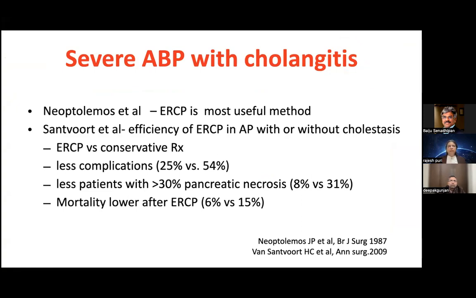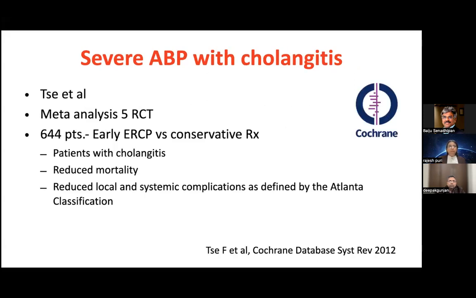This is the group, severe acute biliary pancreatitis with cholangitis. Important, 2 studies, Neoptolemos, ERCP is useful. Centrovert et al. showed that in the ERCP group there are fewer complications, 25 versus 54% in the conservative group. Fewer patients had more than 30% necrosis in the early ERCP group, and mortality was lower after ERCP, 6 versus 15% in the conservative group.